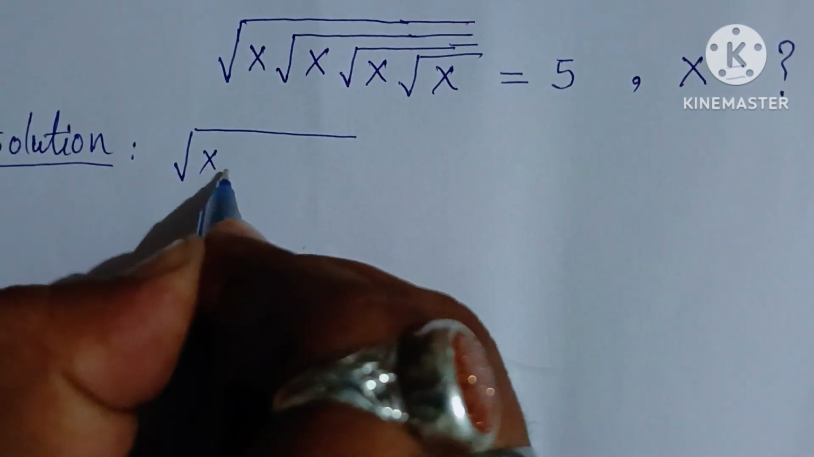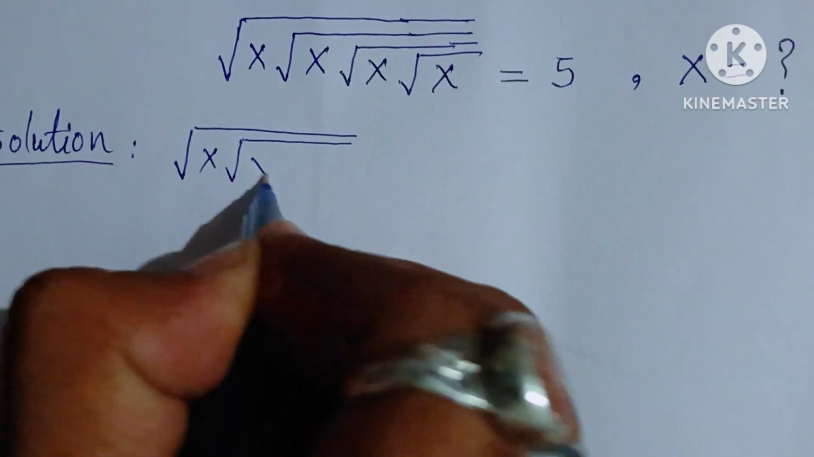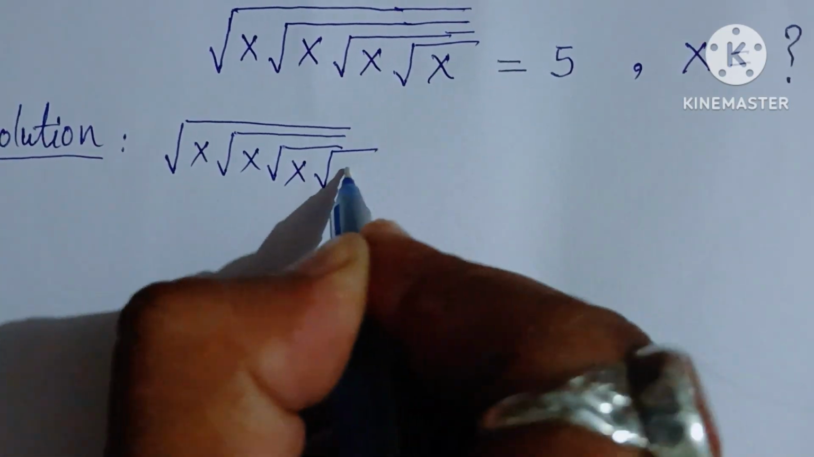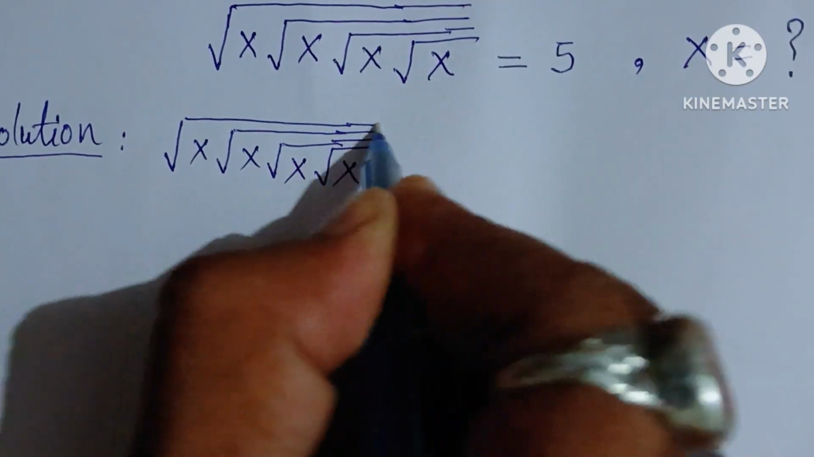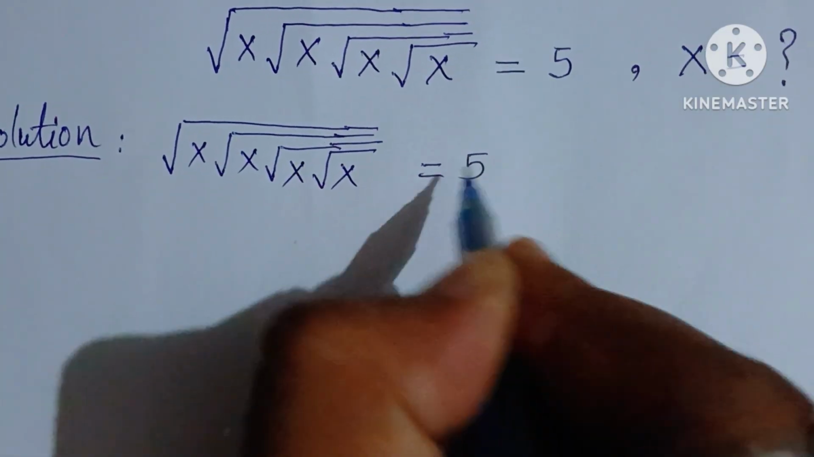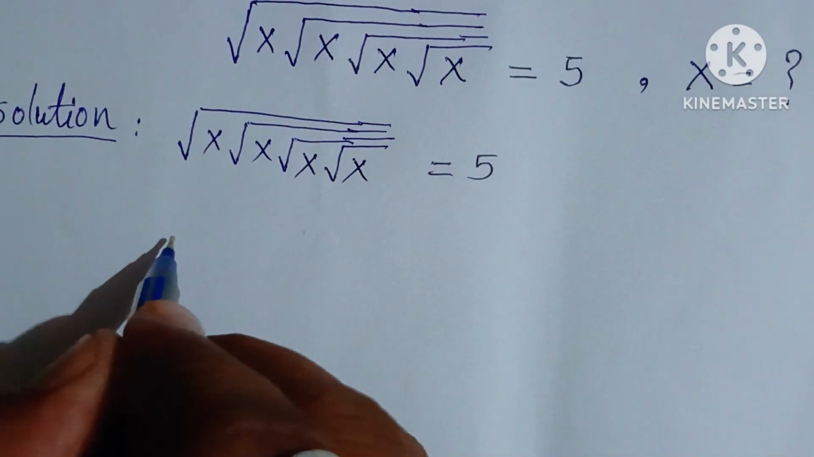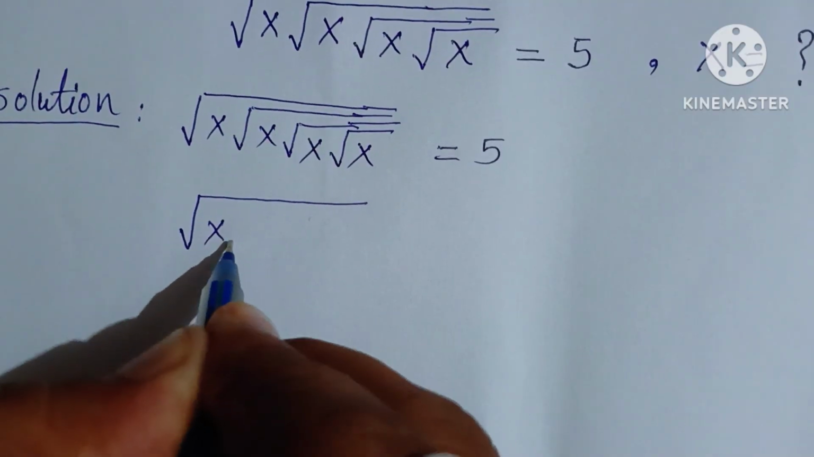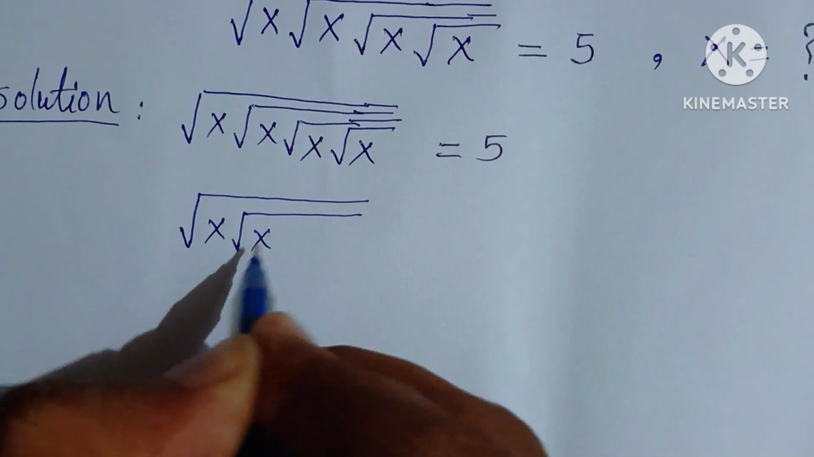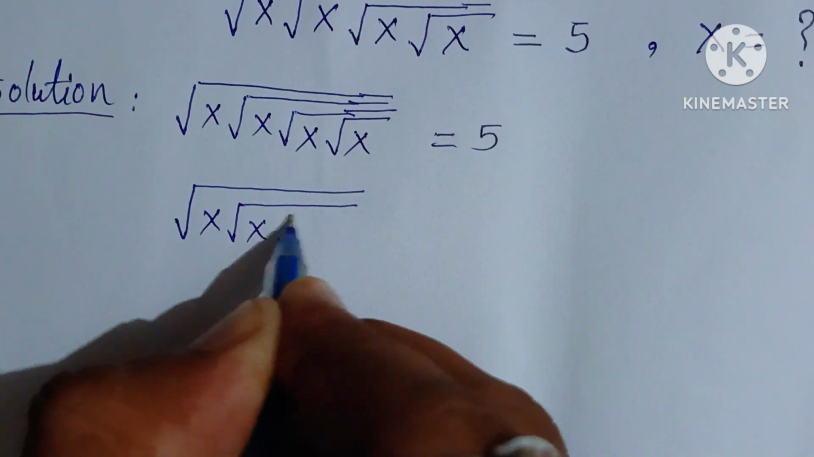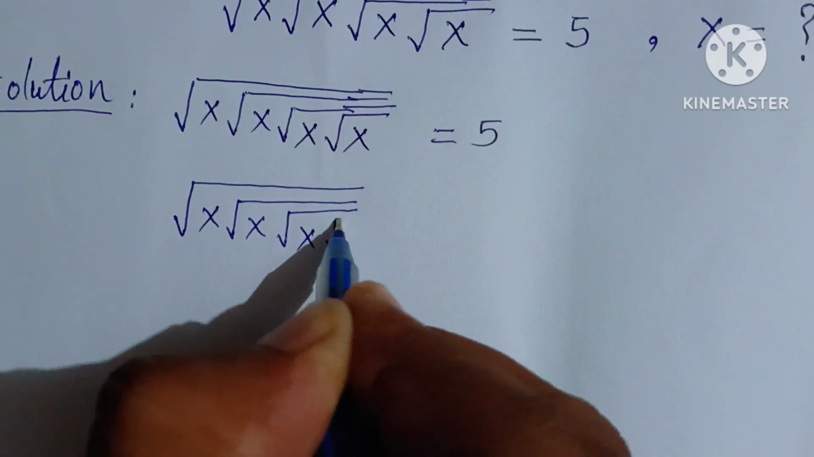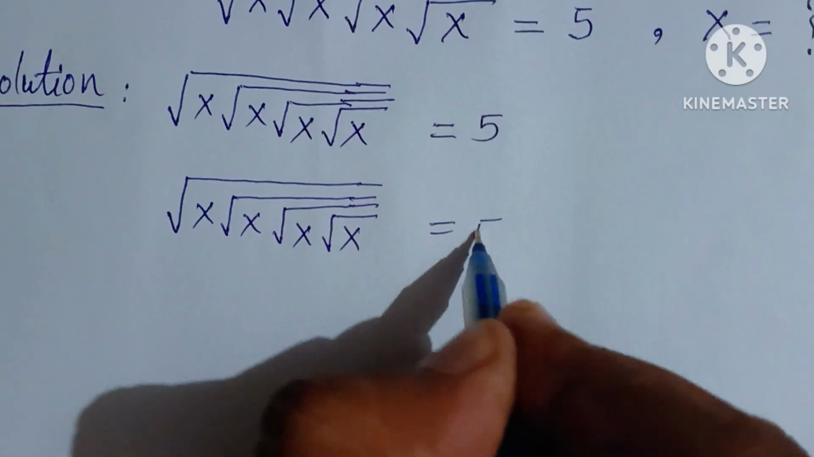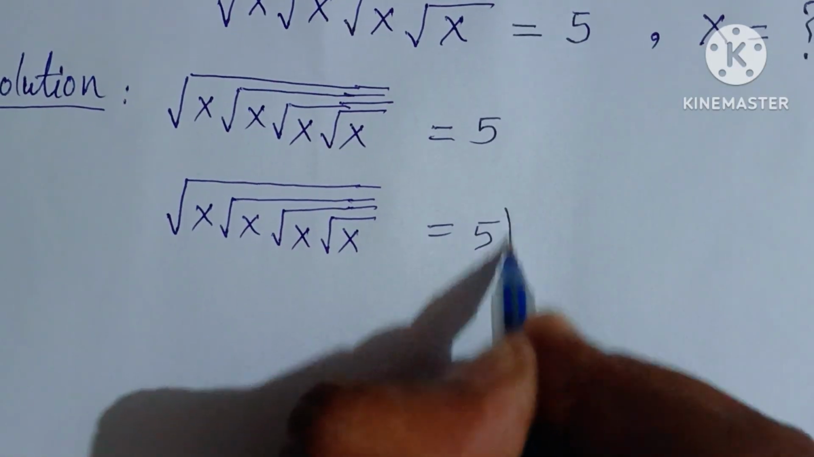Under root x, under root x, under root x, under root x equal to 5. Now, taking square on both sides.